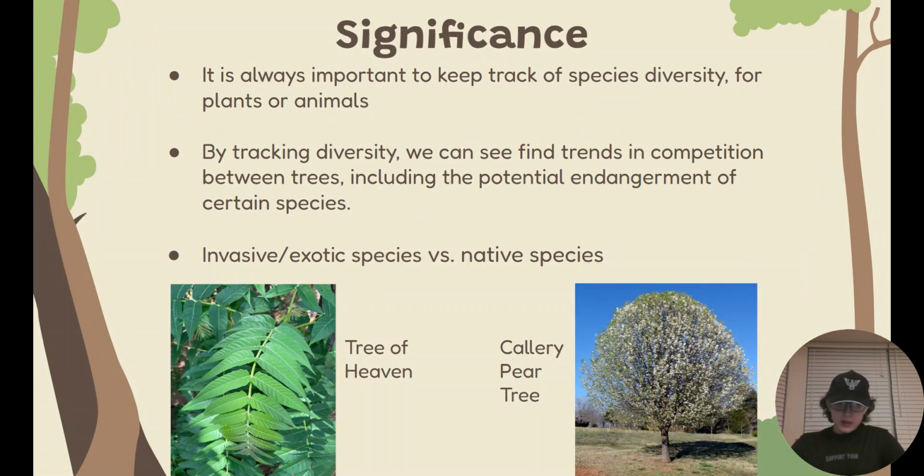Okay, so the significance. I think it's always important to keep track of diversity. It's something that we see with vegetation, animals, all things within ecology, forestry, things like this. By tracking diversity, we can see trends in competition between these species, and these observations can also lead to identifying trends with endangerment of certain species. Although this isn't a huge thing in northeastern Oklahoma or Oklahoma as a whole. There are some, but I don't think there are very many listed as federally endangered or threatened.